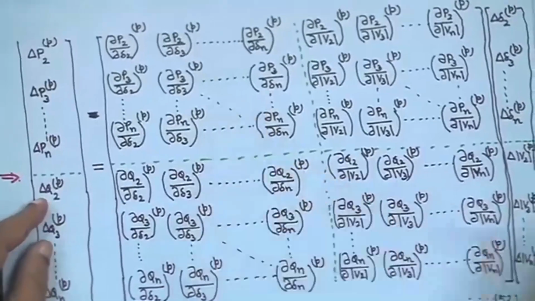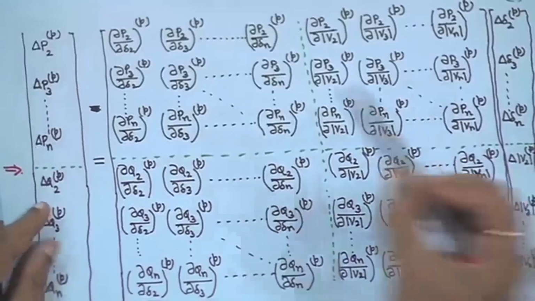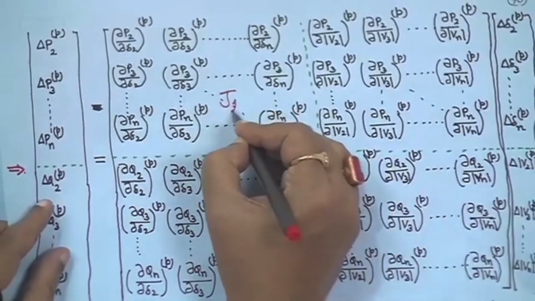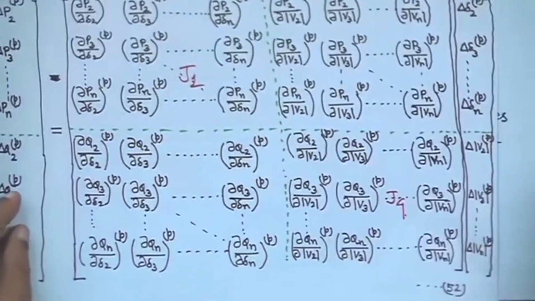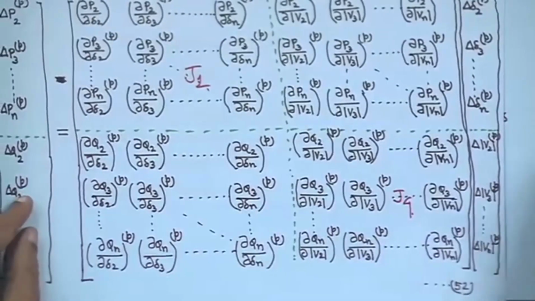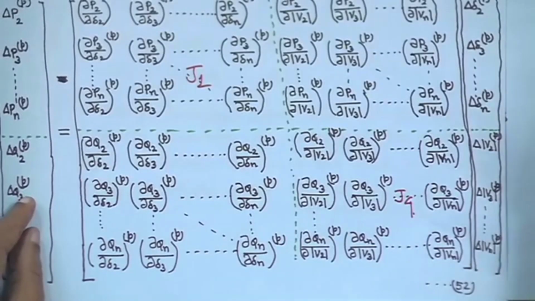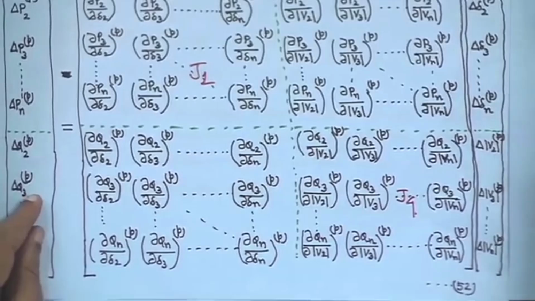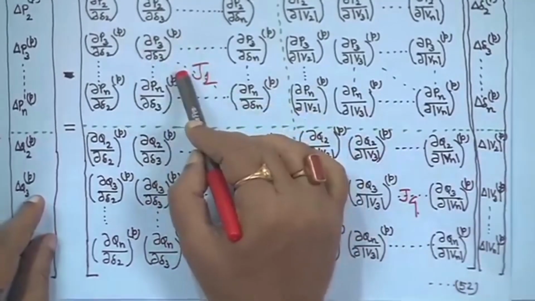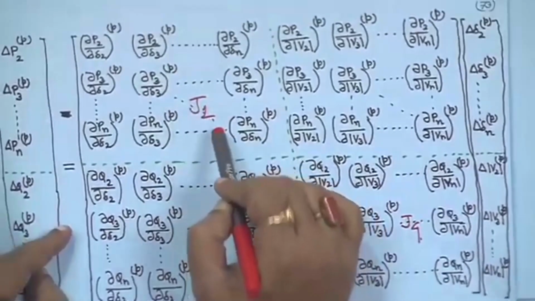this is your J1 matrix and this matrix is your J4, right. So, if you consider a PV bus, in a PV bus P and voltage magnitude are known, Q and delta are unknown, right. So, this will remain an n minus 1 into n minus 1 matrix, this one, right.